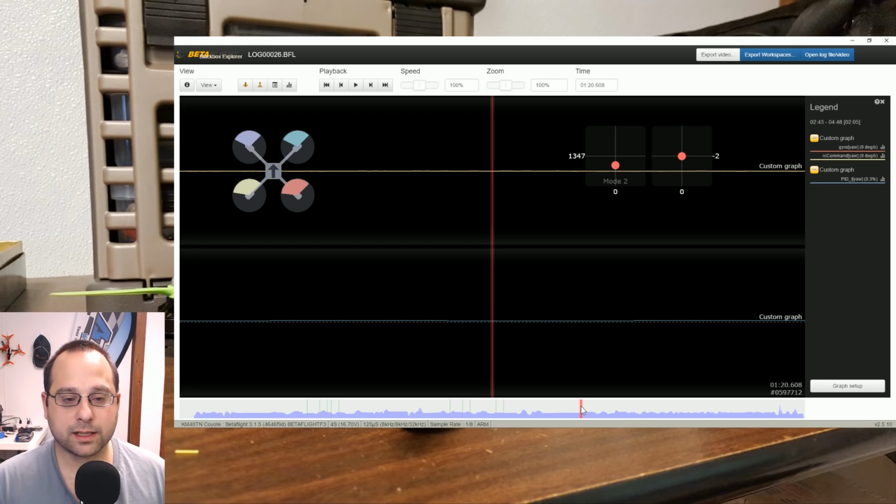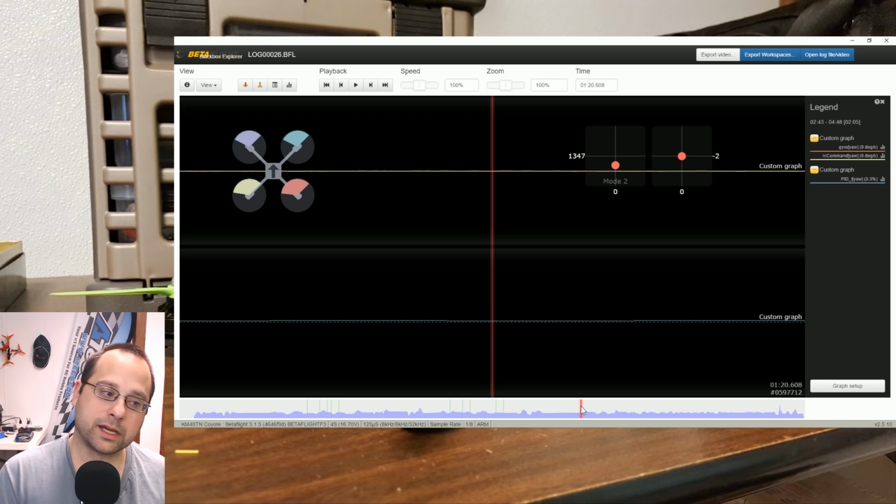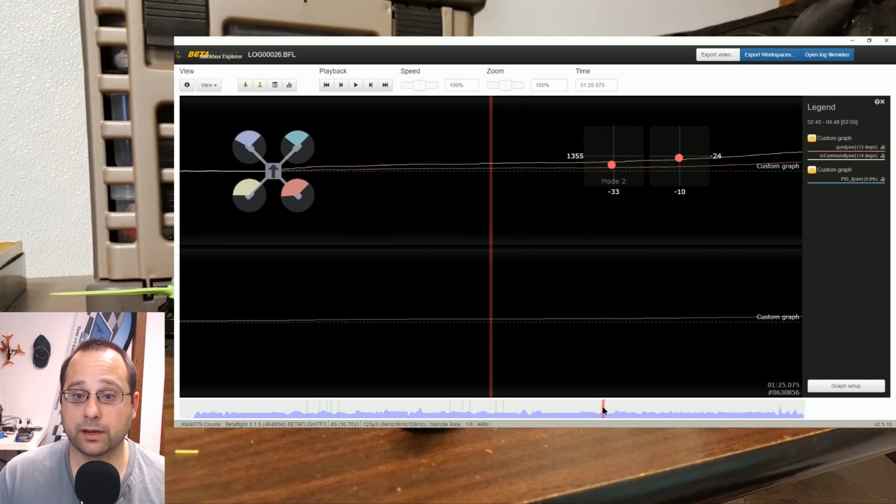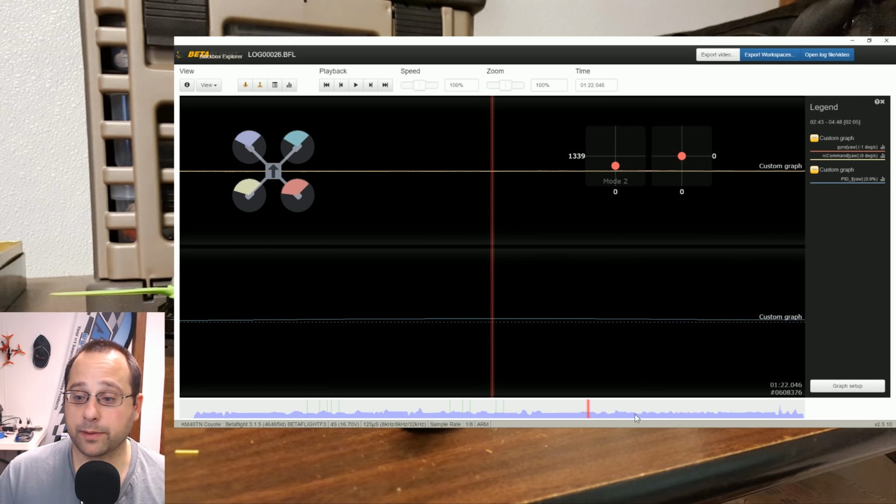I center the sticks and the copter just rolls to the left and pitches forward. It's a little difficult to see here looking at the traces because they're so slow, and it's an example of why it is important to look at the video as well as the black box logs.